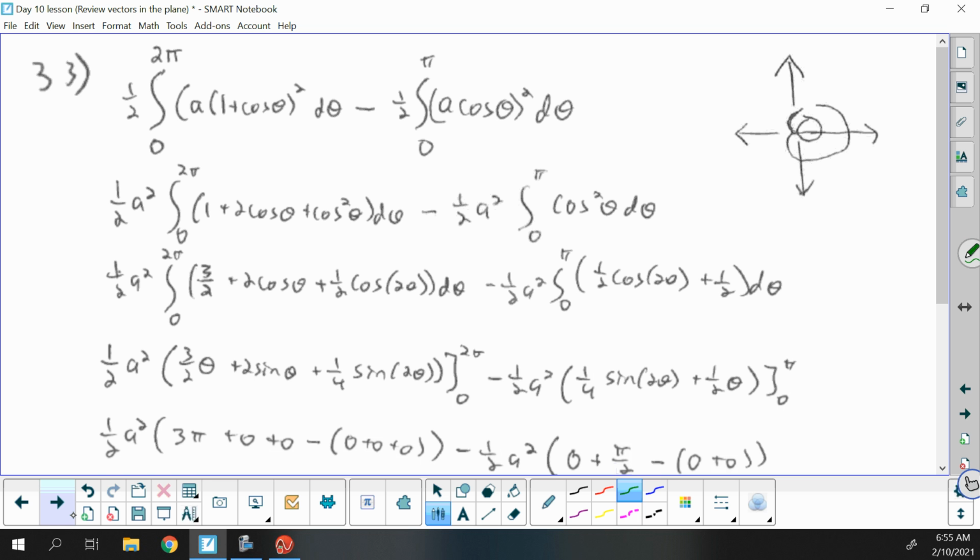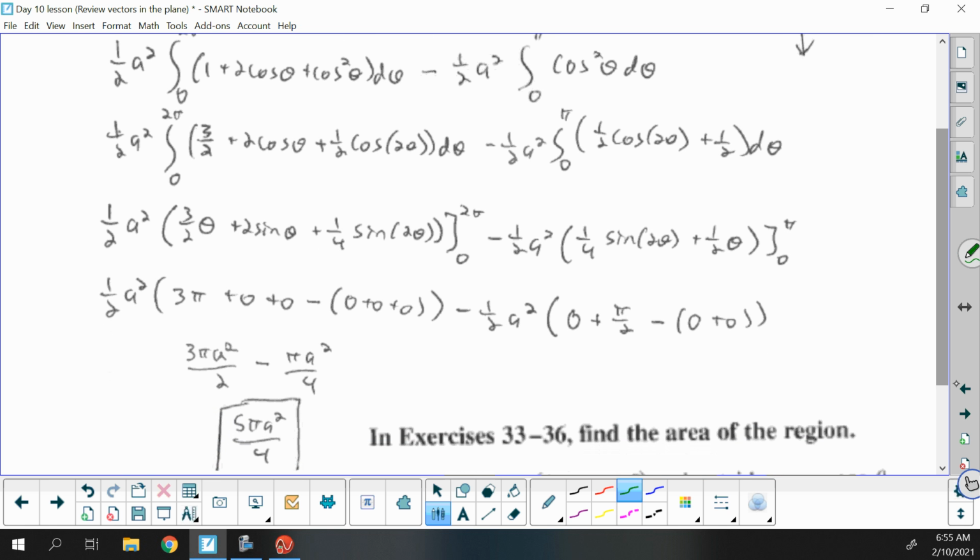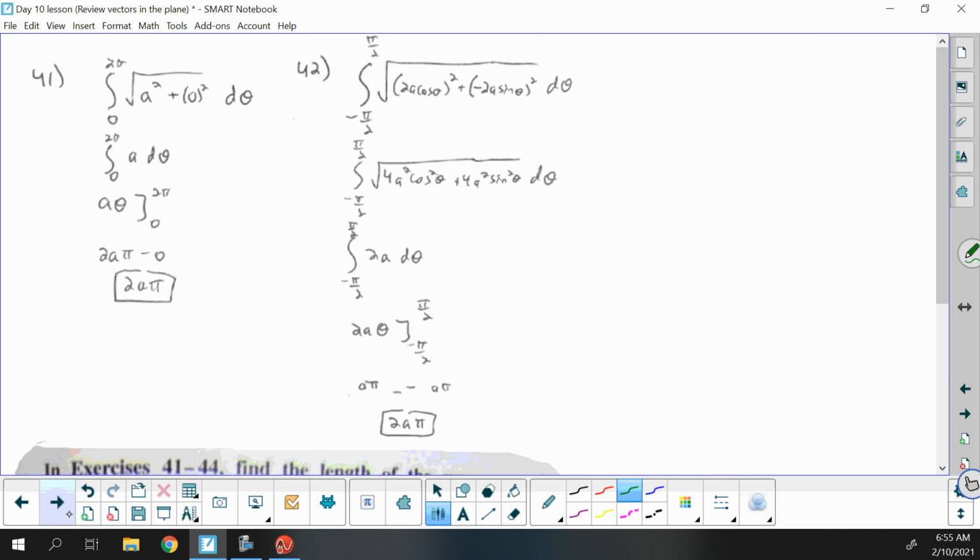So square it out. Again, you had a power reduction that you had to do. Sub everything in. And nothing we had to multiply by here, 5 pi a squared over 4. Then we switch to the new stuff, the arc length. We do our r squared plus our derivative of r with respect to theta squared. Take the square root and then sub in.